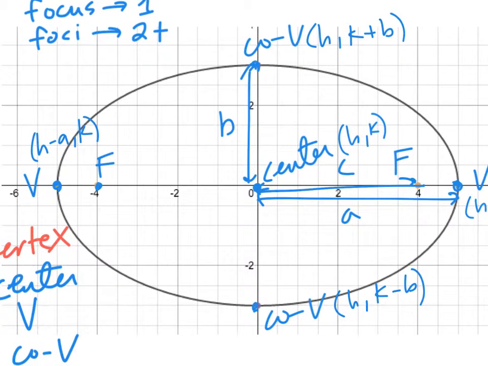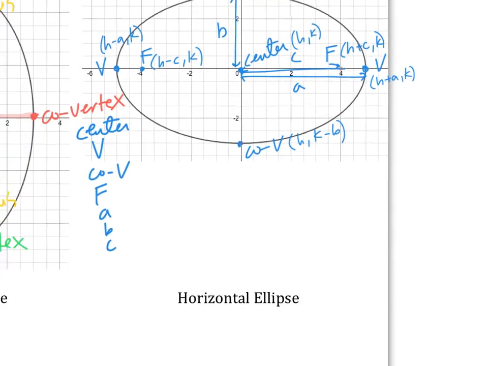You know what I'm going to ask you next, right? The foci. Okay, so go ahead and figure out what the coordinates are for foci. Okay, so this foci that's on the right is h plus c comma k, and then the one on the left is h minus c comma k. Did you guys get that? Good.